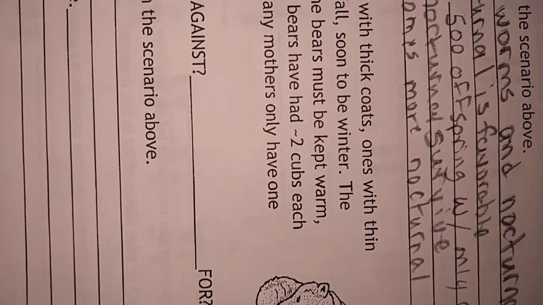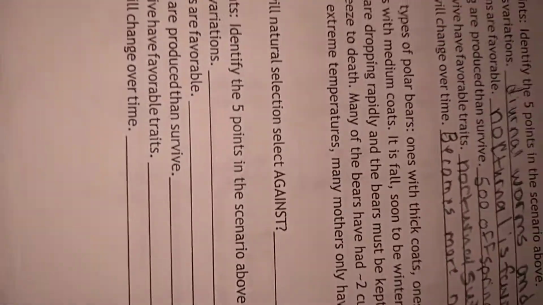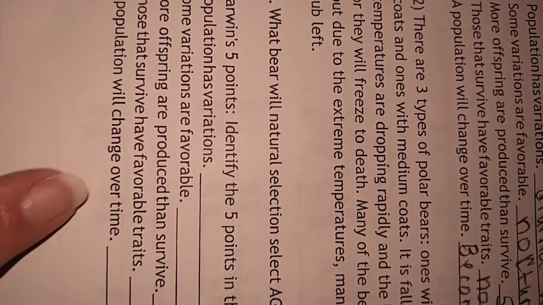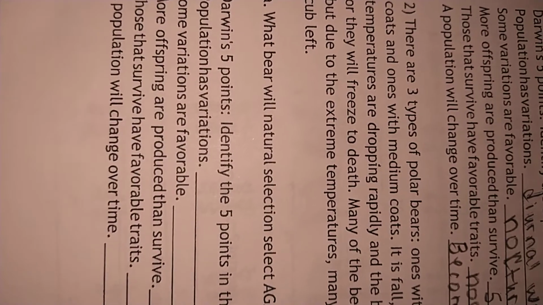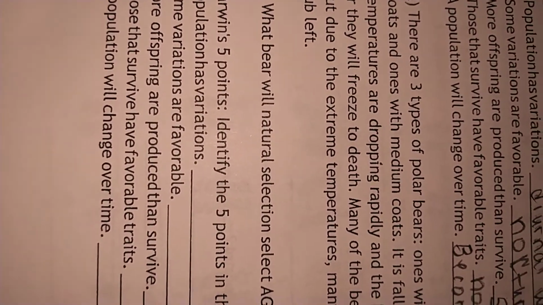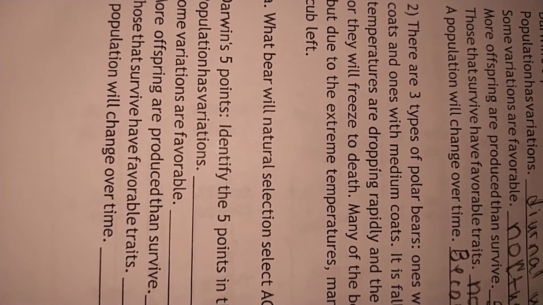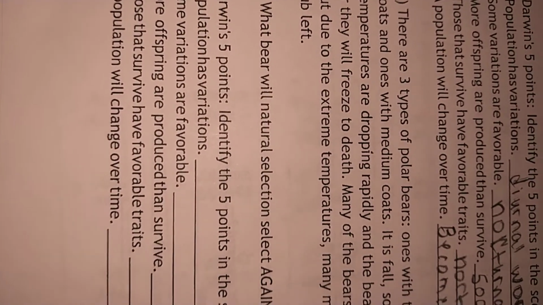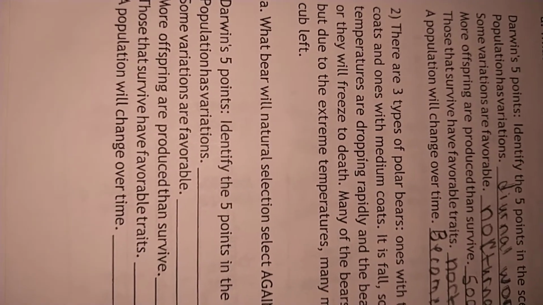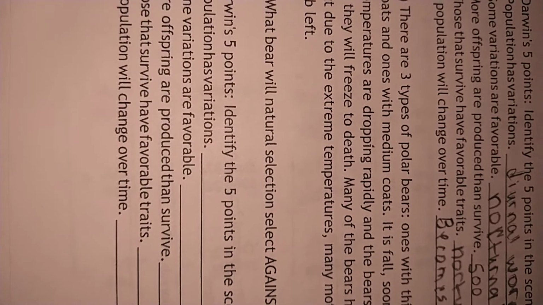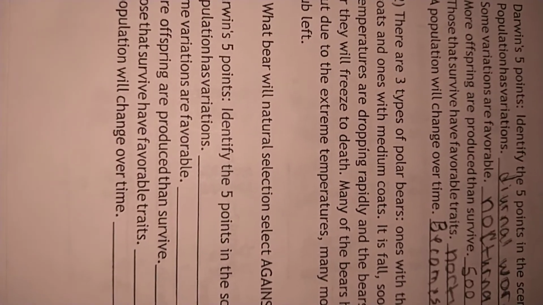So what are our variations? Our variations would be coat thickness, and which ones are going to be more favorable. More favorable would be those who can be warmer. So the thickest coat would be the most favorable, but the medium coat would be more favorable than the thin coat. And they usually have about 2 babies with maybe 1 surviving. What would be the favorable traits you think those survivors are going to have? And how do you think that population is going to change over time?